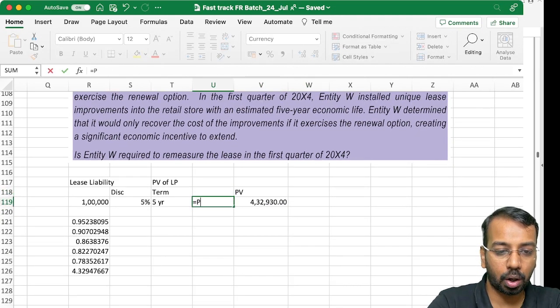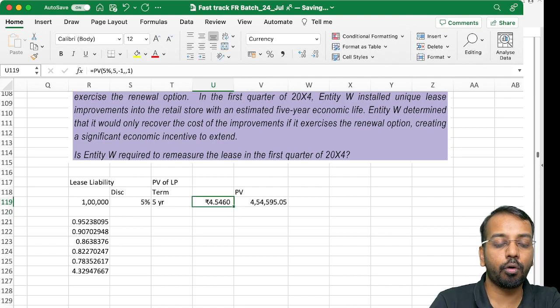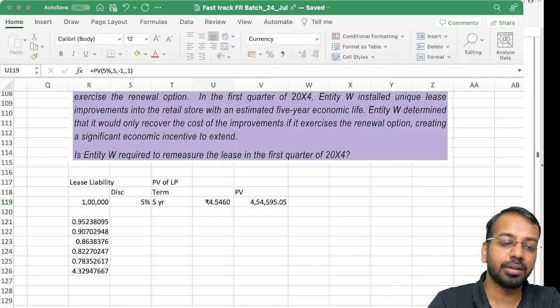Present value of 5% for 5 years, payment of 1, and the payment is at the beginning of the year. So in that case, it becomes 4.5460. 4.5460, that will be the number.